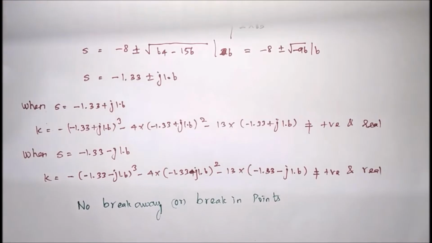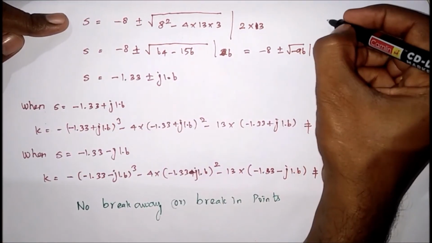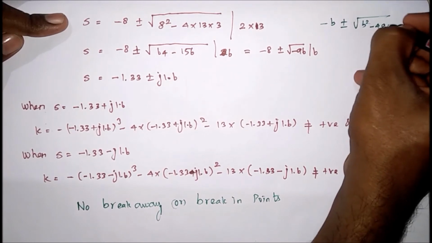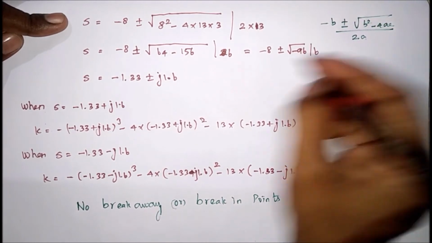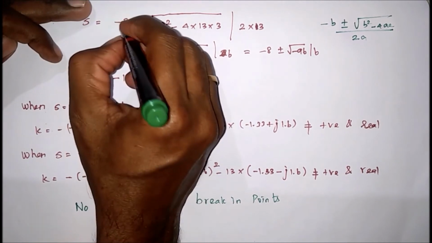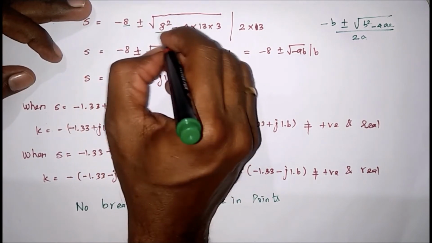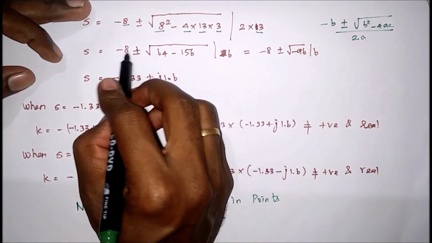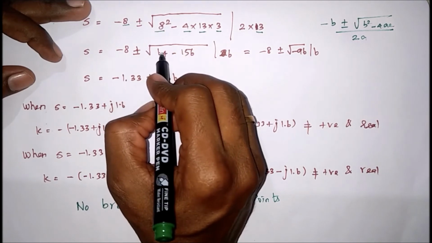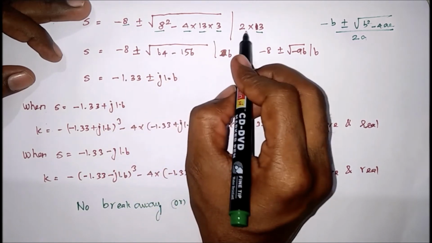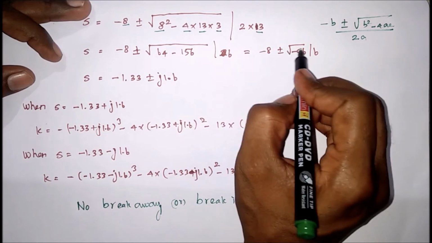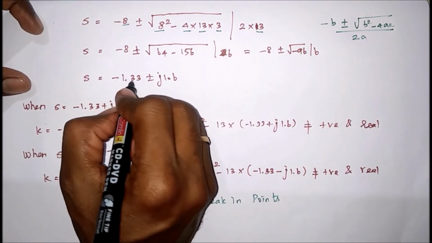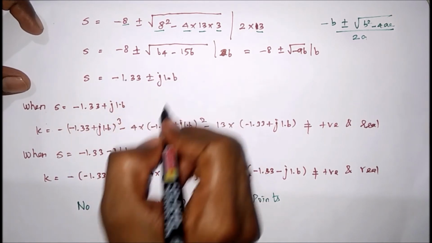So from this we can find the roots. We have to use the formula: minus b plus or minus square root of b square minus 4ac, divided by 2a. So we apply the b value here, then the b value here, 4ac, divided by 2a. Then we will get minus 8 plus or minus, this will become 64, this will become minus 156, divided by 2 into 3, 6. After that, if we simplify, we will get s equal to minus 1.33 plus or minus j 1.6.